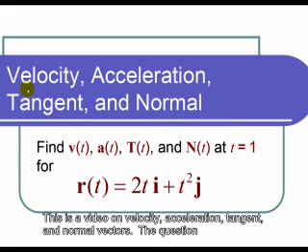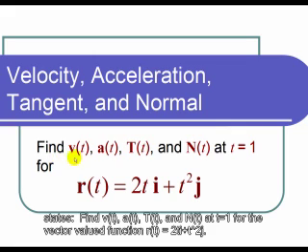This is a video on velocity, acceleration, tangent, and normal vectors. The question states, find v of t, a of t, T of t, and N of t at t equals 1 for the vector-valued function r of t is equal to 2t i plus t squared j.